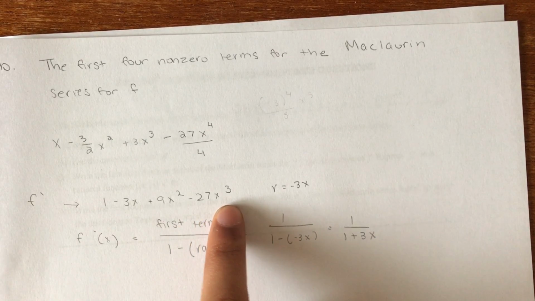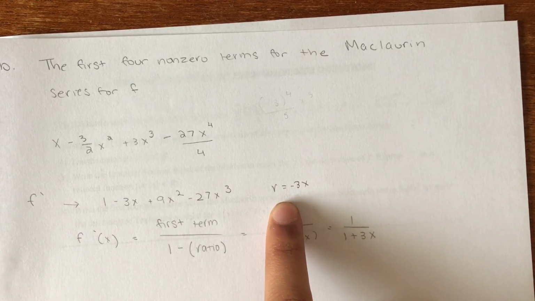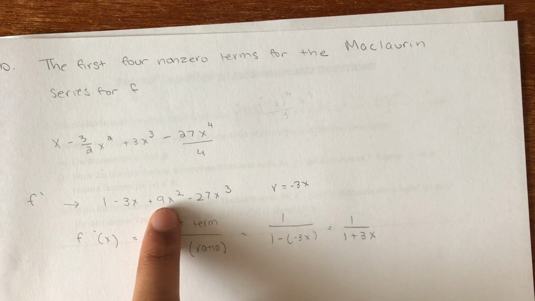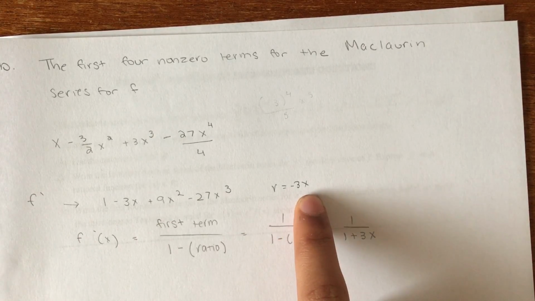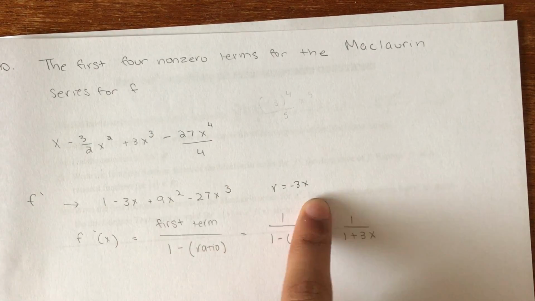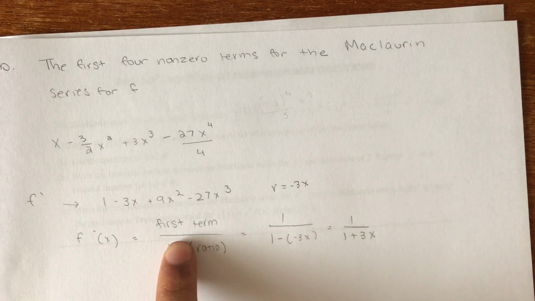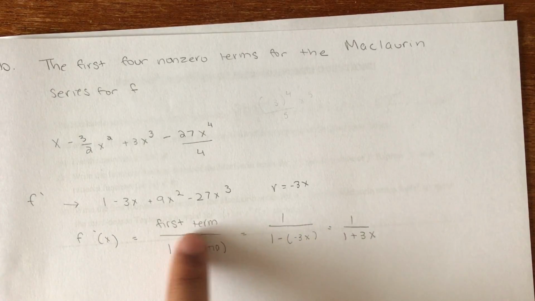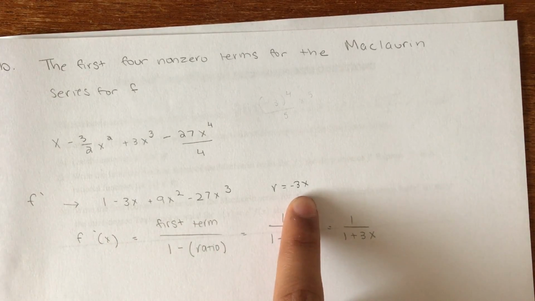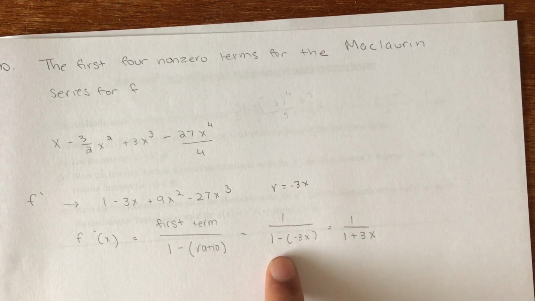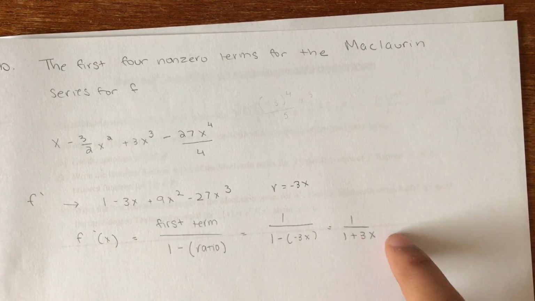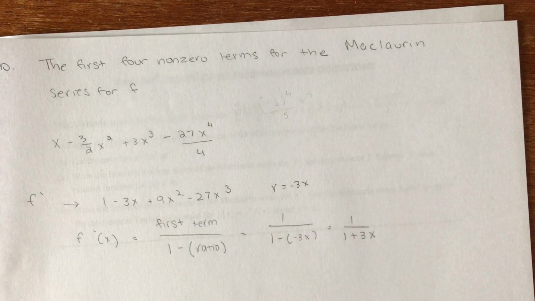A common mistake is that students will try to find the derivative of the given series instead of the individual terms. And if you look at this, you can see that each of these terms is being multiplied by negative 3x. And so to express the Maclaurin series for f prime, you can use the equation where you have the first term over 1 minus the ratio, which is negative 3x. And so you would have 1 over 1 minus negative 3x, which would just be 1 over 1 plus 3x. It is important to remember that this can only be used for geometric series.